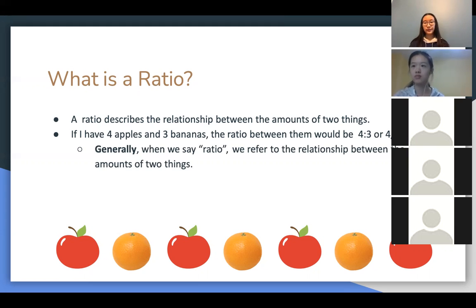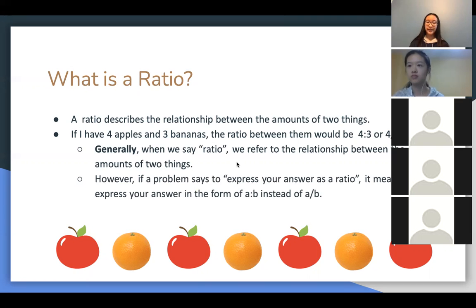So normally, ratio would just refer to the relationship between two things. But if the problem says to express your answer as a ratio, then that means you have to use the colon form, so A to B, rather than the fraction form.